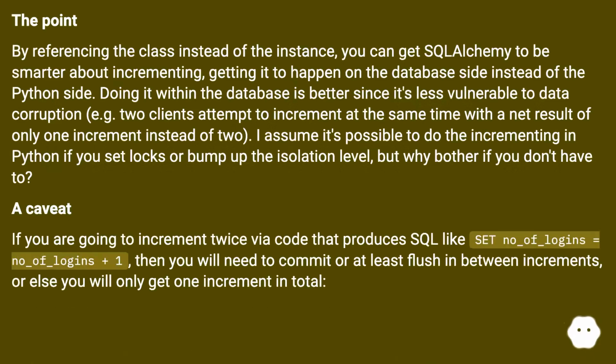The point: by referencing the class instead of the instance, you can get flask-sqlalchemy to be smarter about incrementing, getting it to happen on the database side instead of the Python side. Doing it within the database is better since it's less vulnerable to data corruption. For example, 2 clients attempt to increment at the same time with a net result of only 1 increment instead of 2. I assume it's possible to do the incrementing in Python if you set locks or bump up the isolation level, but why bother if you don't have to?